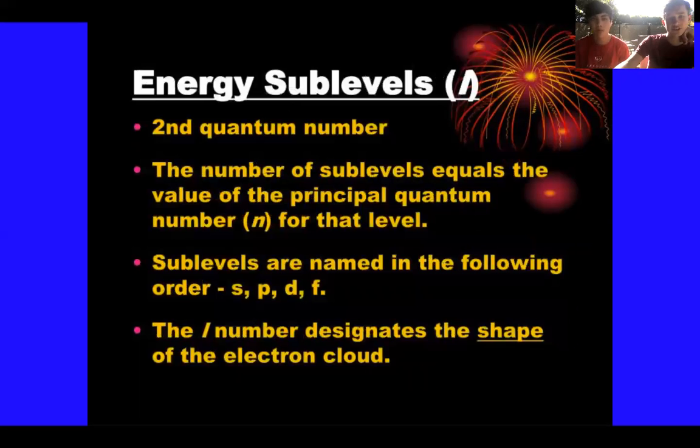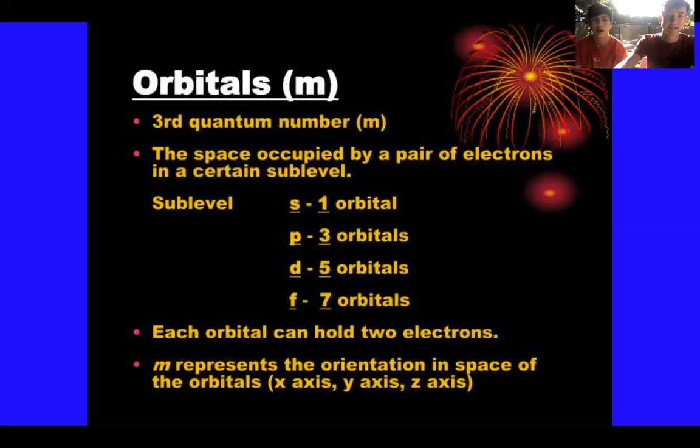Energy sublevels. The second quantum number, the energy sublevel, is equal to the value of the principal quantum number, n, for that level. Sublevels are named in the following order: s, p, d, f. These are on the periodic table. We learned about these earlier. The letter designates the shape of the electron cloud. That's the l number.